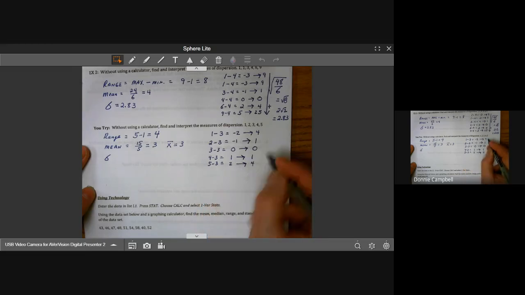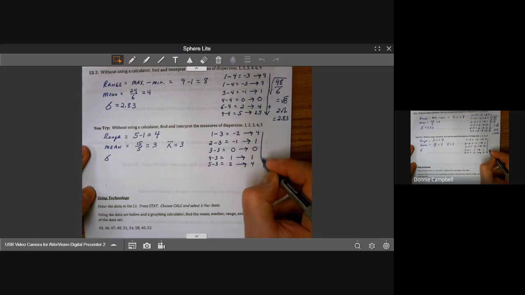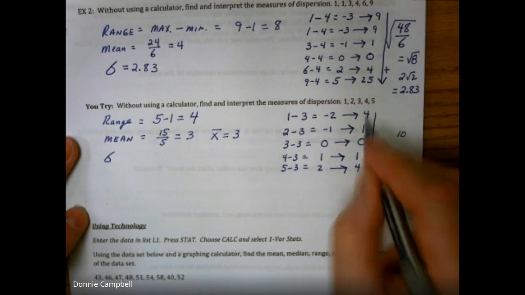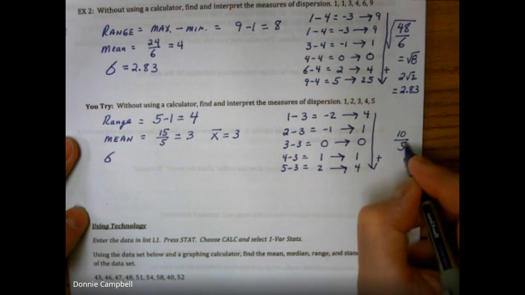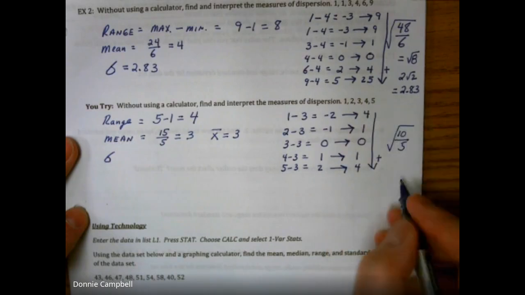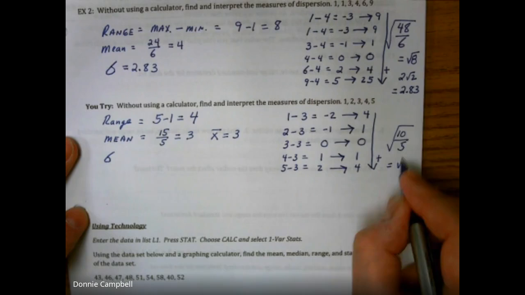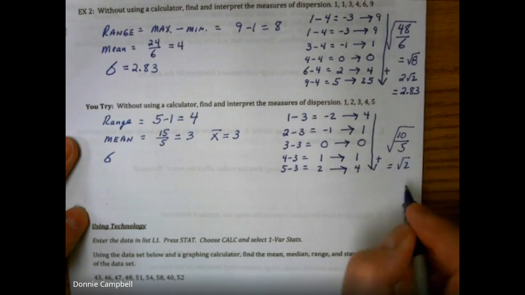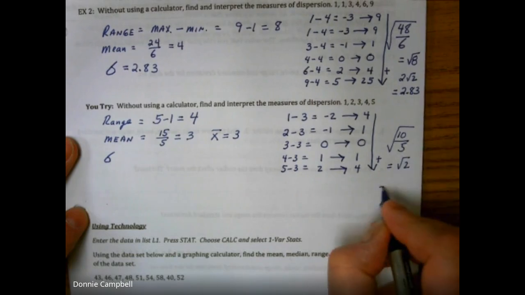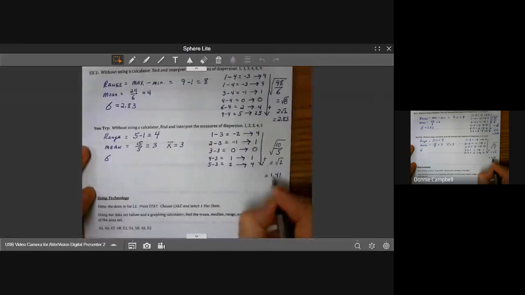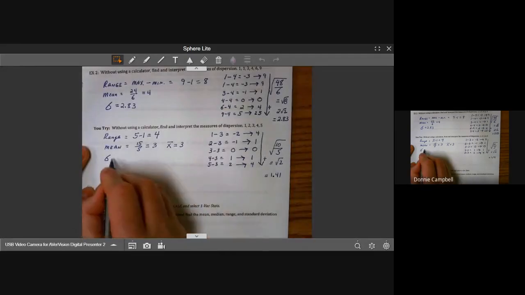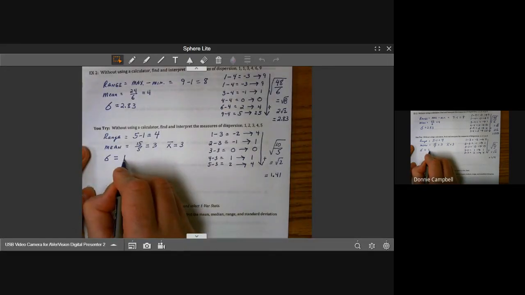So now we add all those numbers up. So that gives me 10, okay? So it's 10 divided by the amount of numbers I have. So it's the square root of 2. 10 divided by 5 is 2. And the square root of 2 is equal to 1.41. So my standard deviation is 1.41.